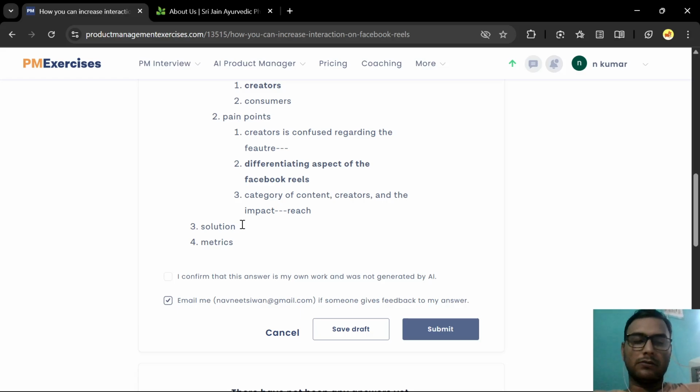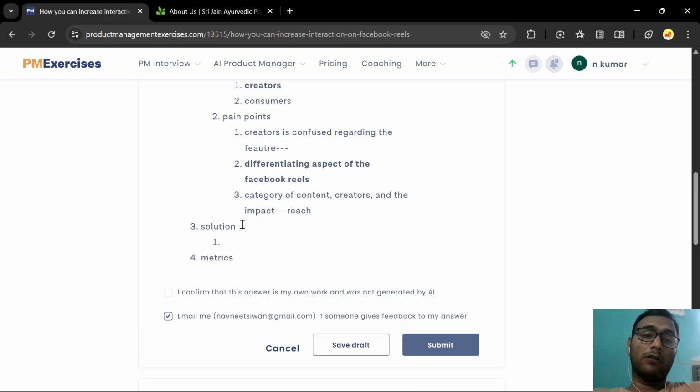So that is the biggest challenge, I would say, for Meta, trying to keep this aspect of Facebook Reels so that creators are incentivized. They feel that if I create something especially for Facebook Reels, then it will have a different journey or a different impact. So what different solutions could we think about?